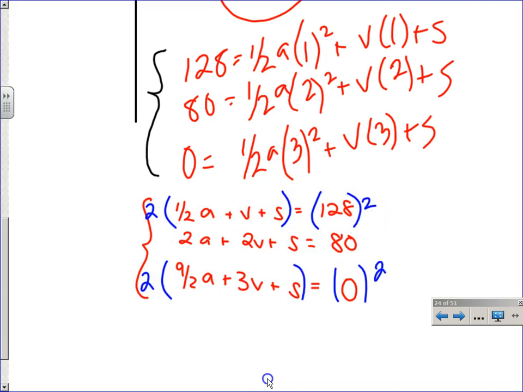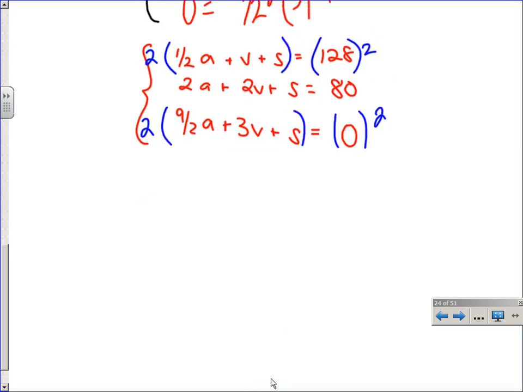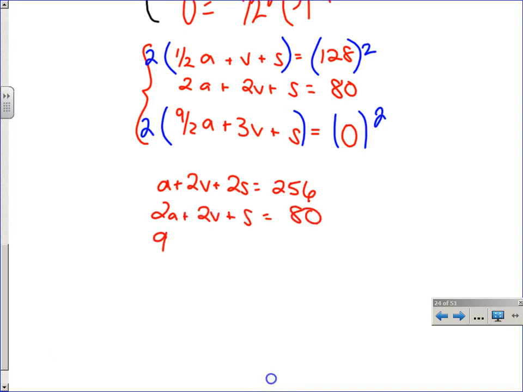So at the end of the day, Tony, I think this was your question. It took a little bit of work to get your system, right? But once you get this all solved out, a plus 2v plus 2s equals 256. 2a plus 2v plus s equals 80. And then 9a plus 6v plus 2s. With just a little bit of work, it's a lot nicer. And if at this point, guys, you don't like the A's and V's and S's, you could technically make it X and Y and Z if that makes it a lot easier on your brain.